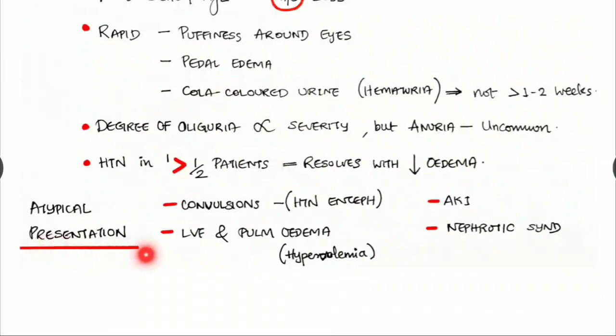What are the atypical presentations? There can be convulsions due to hypertensive encephalopathy. There can be left ventricular failure and pulmonary edema due to hypervolemia. It can cause acute kidney injury and it can also lead to nephrotic syndrome.